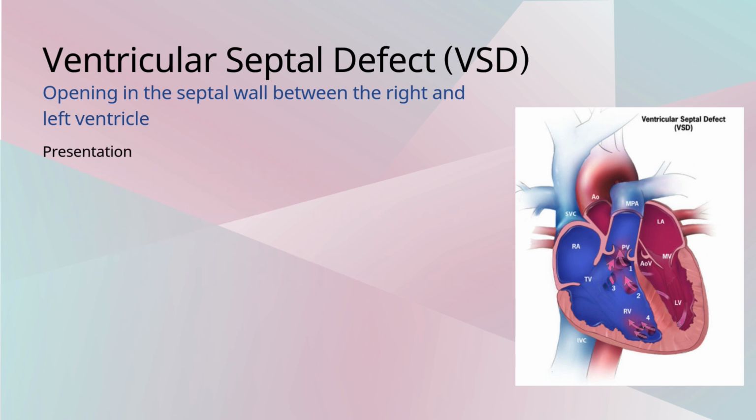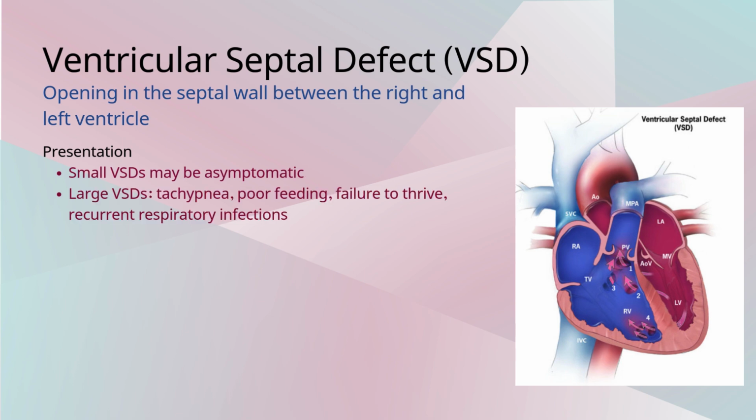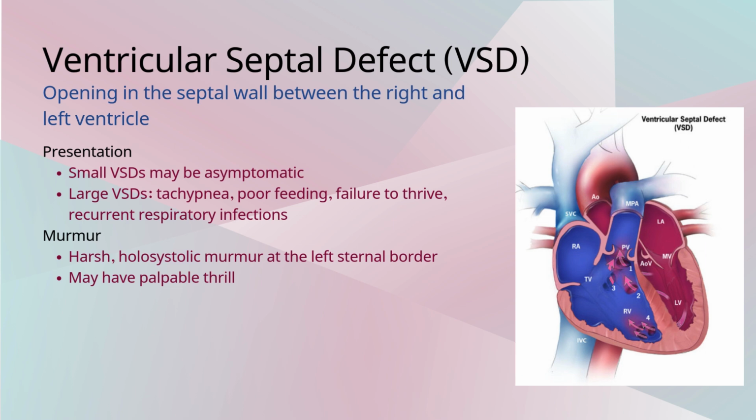As far as presentation, small VSDs are often asymptomatic and may be found incidentally by a murmur or on a cardiac study for another reason. Large VSDs, though, can cause tachypnea, poor feeding, failure to thrive, recurrent respiratory infection in infancy. Remember, that's from the wet lungs you see from increased pulmonary circulation, and some of the other symptoms we see with many of these congenital heart defects. The murmur is a harsh holosystolic murmur at the left sternal border, which is the sound of the turbulent blood flow across the defect. They may also have a thrill on palpation.